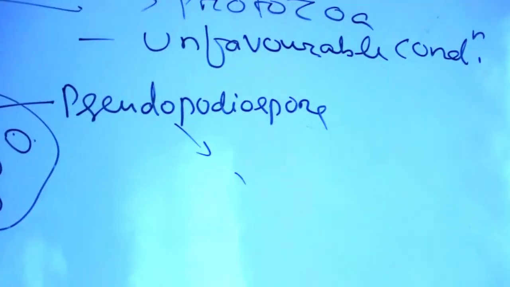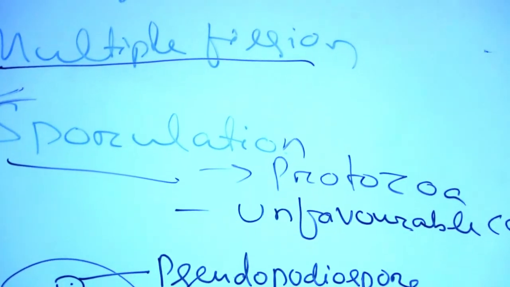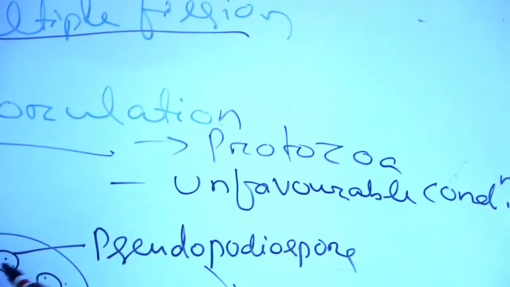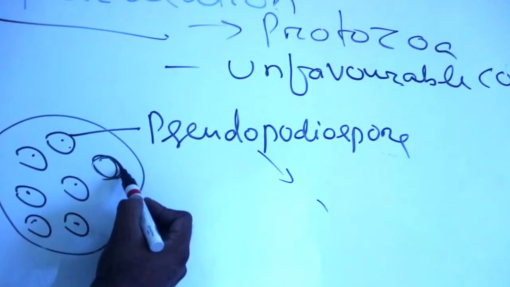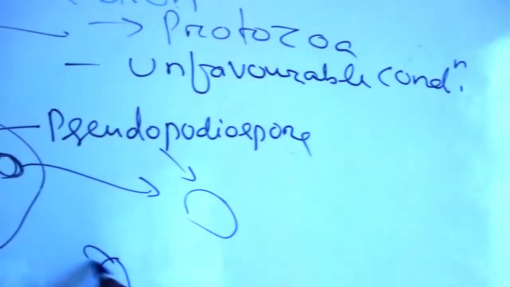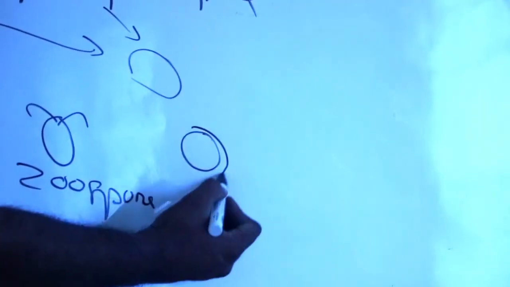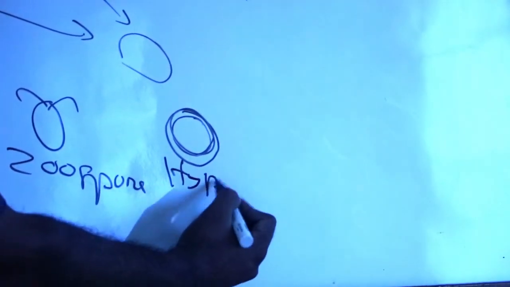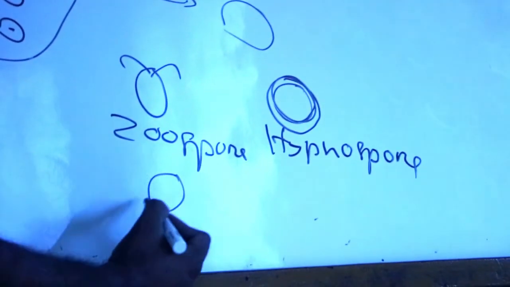Actually, sporulation is not only common in protozoa, it is also found in algae and fungi. The process of formation of a spore is called sporulation. The spore is the asexual reproductive cell which directly grows into a new individual. The spore which has a flagellum is called zoospore. The spore which is non-flagellated and thick-walled is known as hypnospore. The spore which has no flagella, which is non-motile, is called aplanospore.